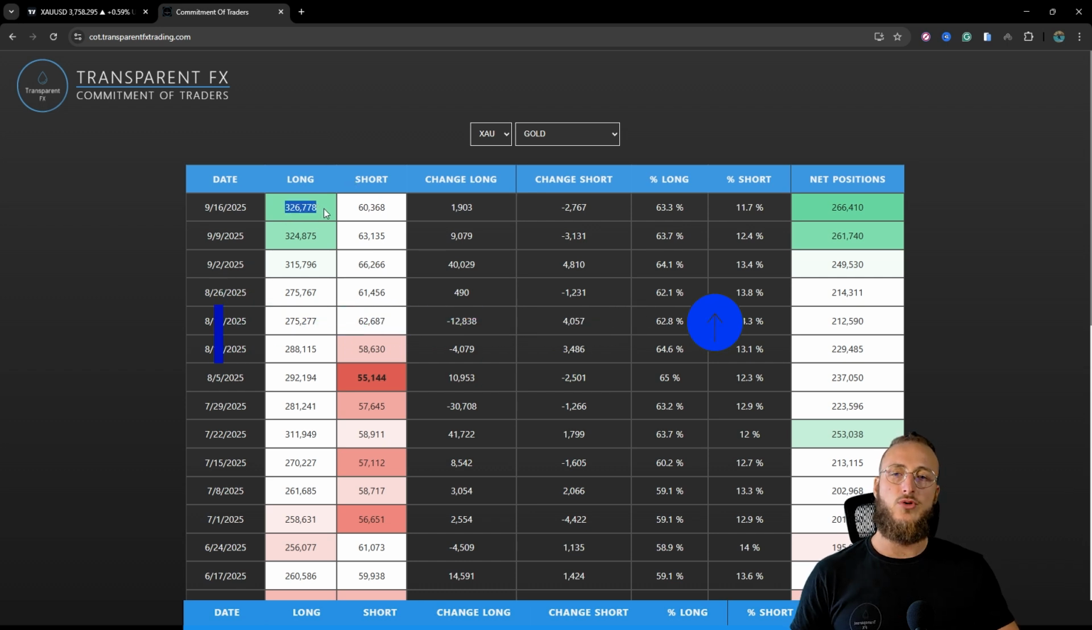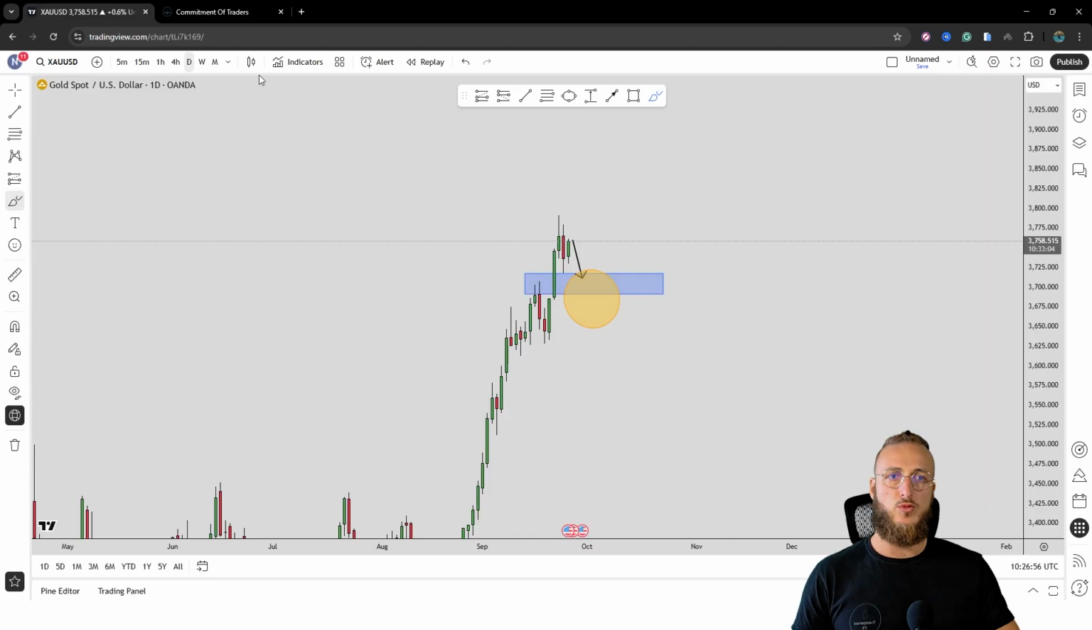We're sitting with 326,000 longs compared to only 60,000 shorts on the institutional side of the market. So let's move back here to the chart.